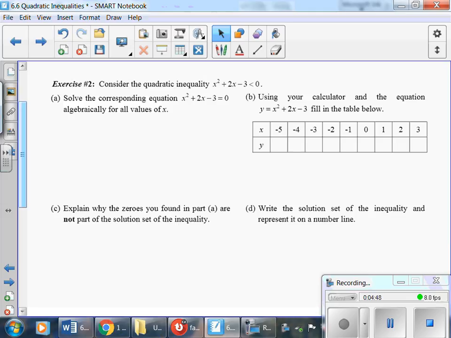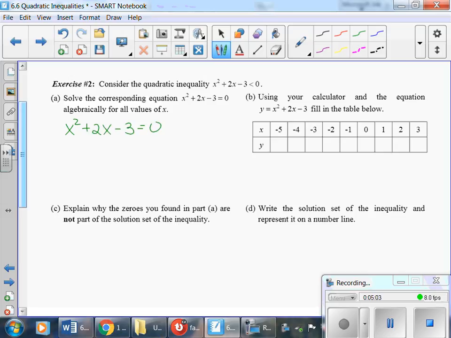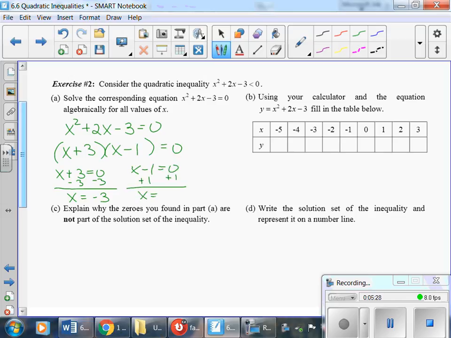So A says solve the corresponding equation for equal to 0 algebraically for all values of x. So what they want us to do basically here is take our x squared plus 2x minus 3 equal to 0 and factor it, because if we're solving it, that's how we solve a quadratic equation. It has to be x plus 3 and x minus 1, in order to get a positive 2. So you have x plus 3 equals 0, minus 3, so we get x is equal to negative 3, or we have x minus 1 is equal to 0. Add 1 to both sides, and x is equal to positive 1.